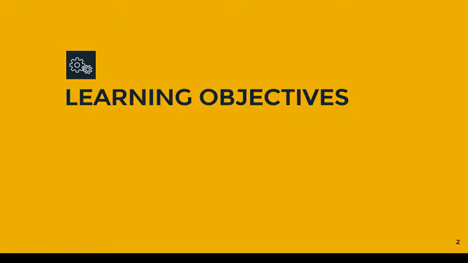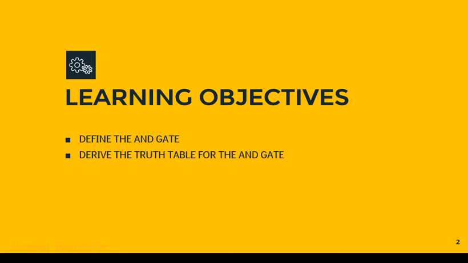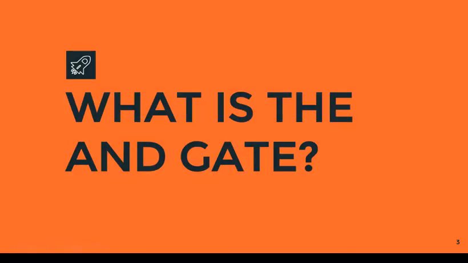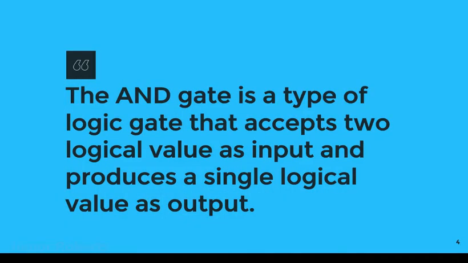Okay, so our learning objectives in this video will be to define the AND gate, derive the truth table for the AND gate, and to also formulate a Boolean expression for the AND gate. So we're going to start off by asking ourselves what is the AND gate and get an appreciation of what exactly the AND gate is. The AND gate is a type of logic gate that accepts two logical values as input and produces a single logical value as its output.